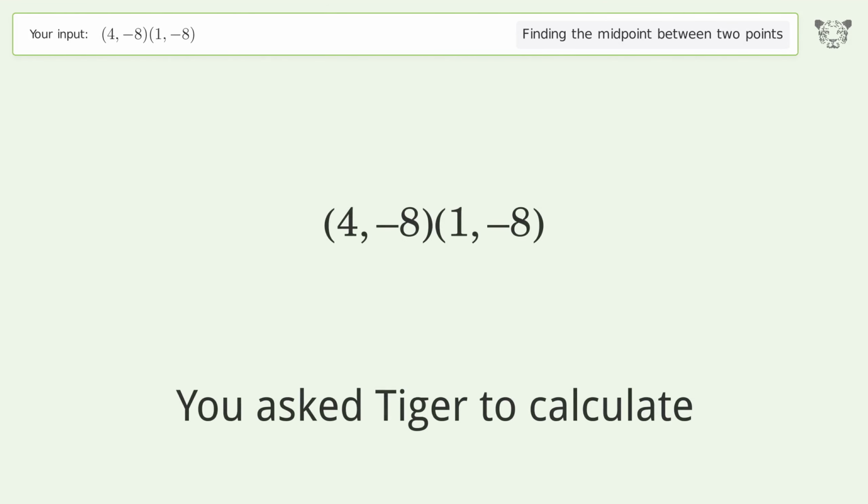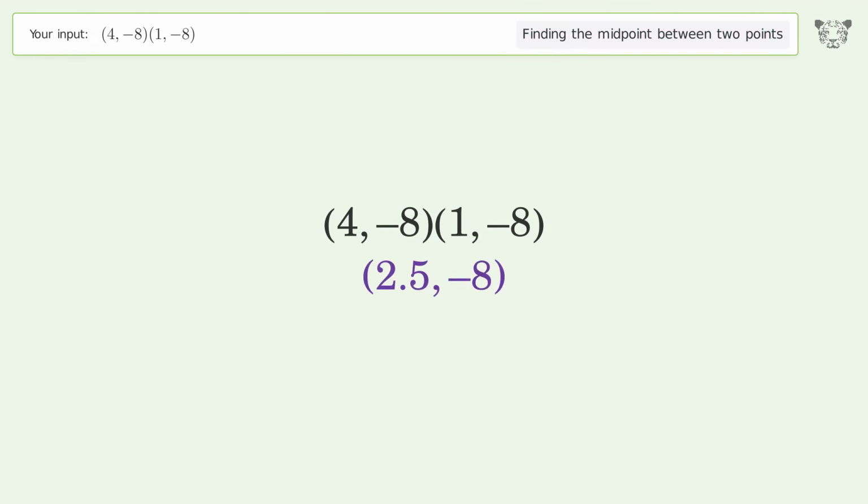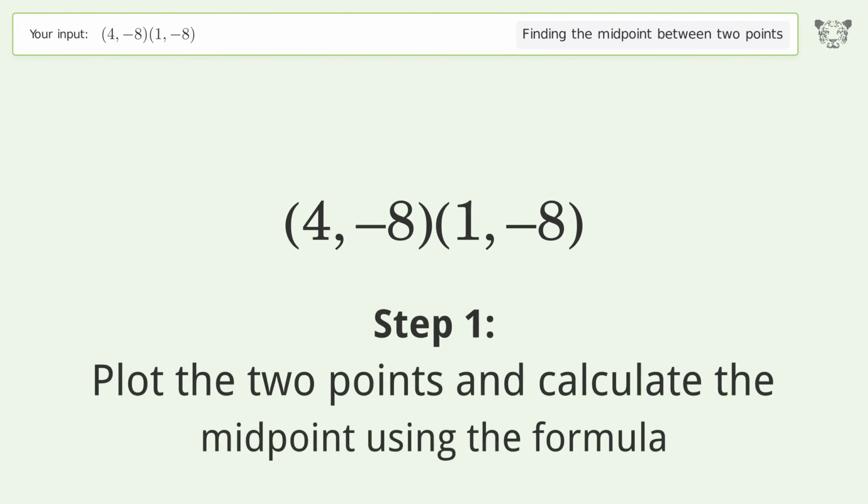You ask Tiger to calculate. This deals with finding the midpoint between 2 points. The midpoint between the 2 points is 2.5, -8. Let's solve it step by step. Plot the 2 points and calculate the midpoint using the formula.